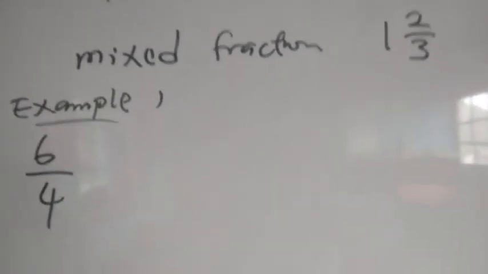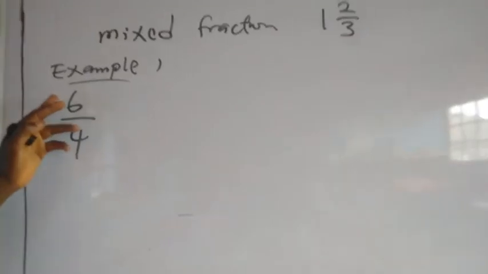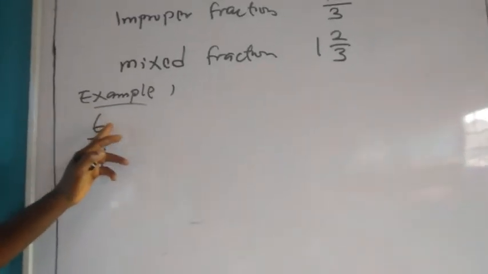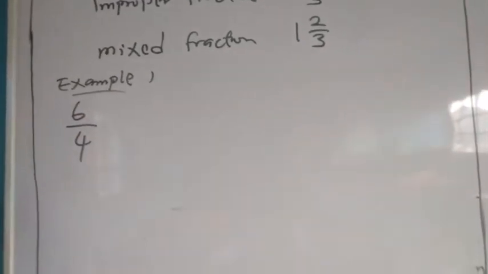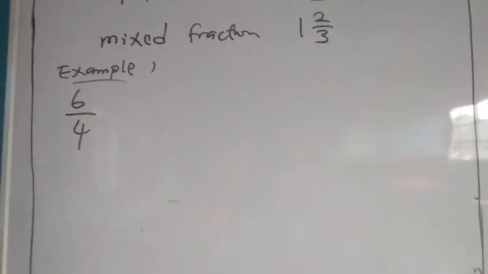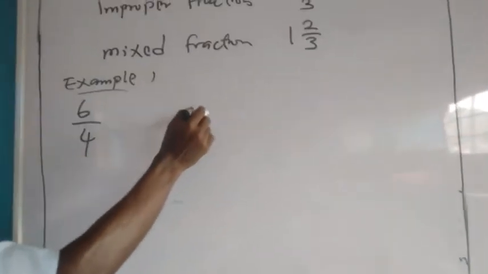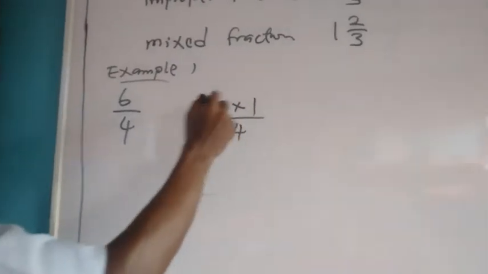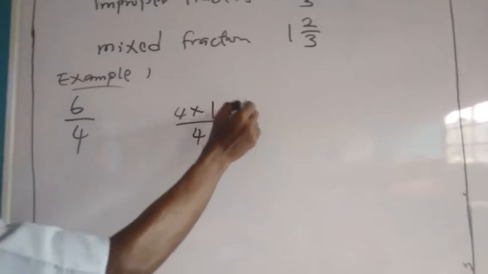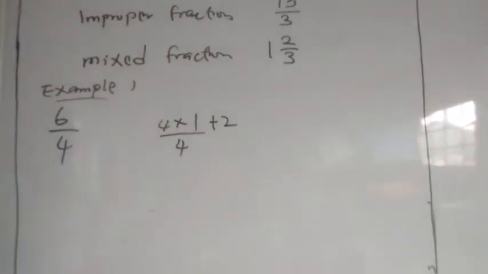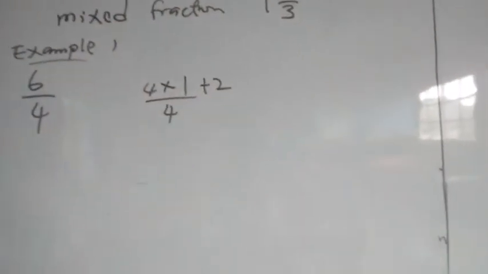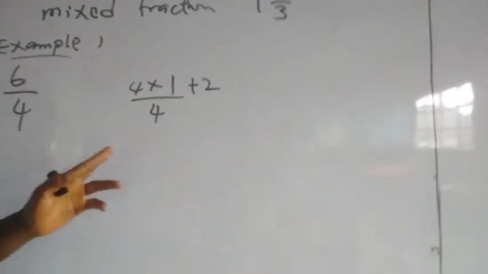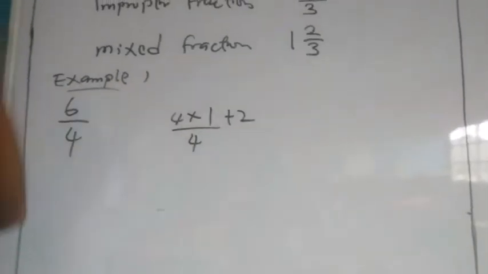So what do we do? It's going to be a number we are going to multiply with 4. When you add it with a number in the numerator, it will give us 6. In this case, I'm going to say 4 times 1 all over 4. Then we take our number and add to it plus 2. 4 times 1 is giving us 4, and when you add 2, it becomes 6/4.